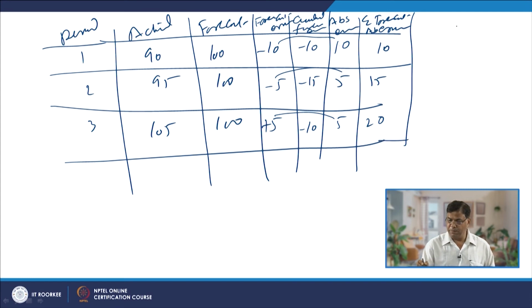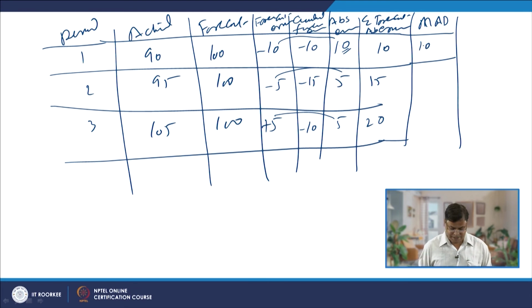Now, we have to calculate the MAD, mean absolute deviation. So, absolute error was 10. For one data point it is just 10, for the 2 data points it will be 10 plus 5, 15. So, 15 by 2 it will be 7.5, and for 3 data points it will be 20 divided by 3. So, we will have 6.66.